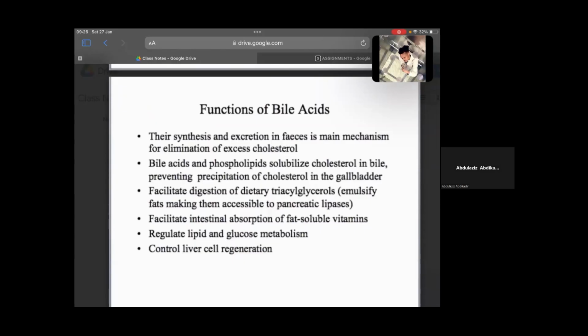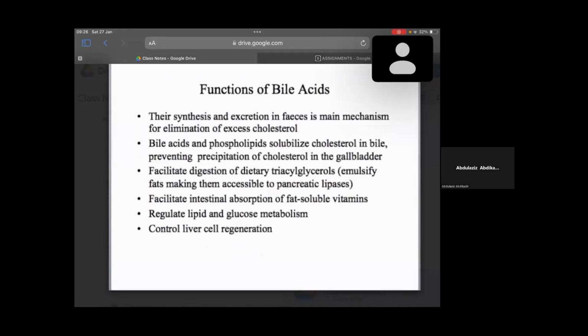So remember, you just play around with the fat soluble vitamins, the lipids, the triglycerides, and they're used in the metabolism and digestion of that. So you can have several points there. Also remember, bile acids are a method whereby the excess cholesterol is excreted. Also, it controls liver cell regeneration.